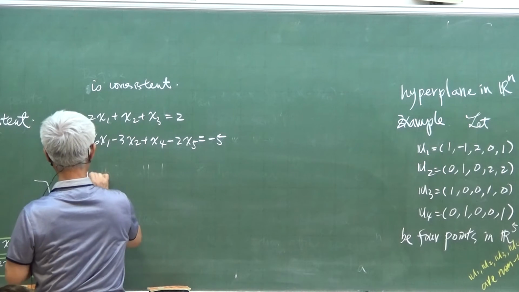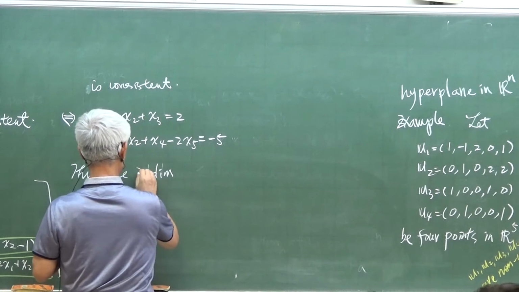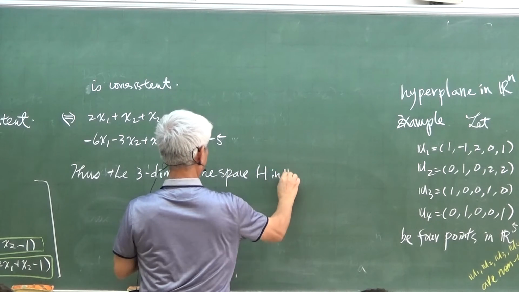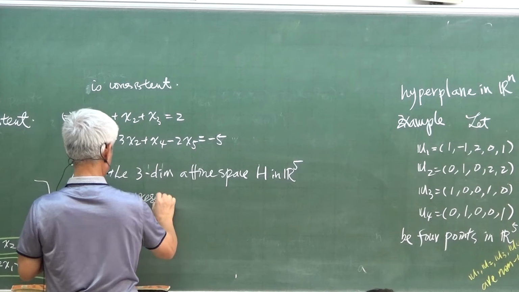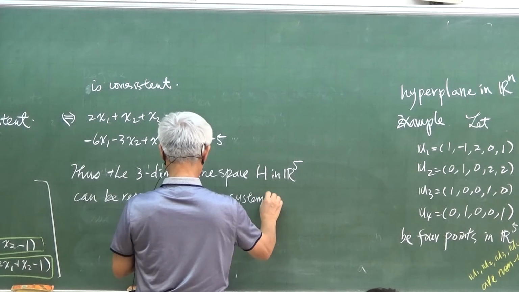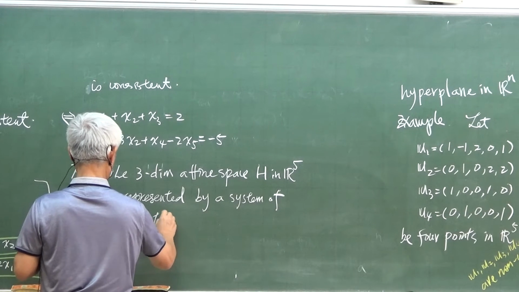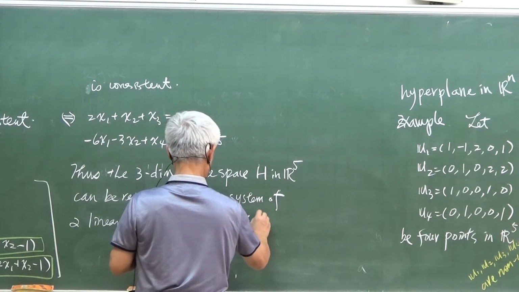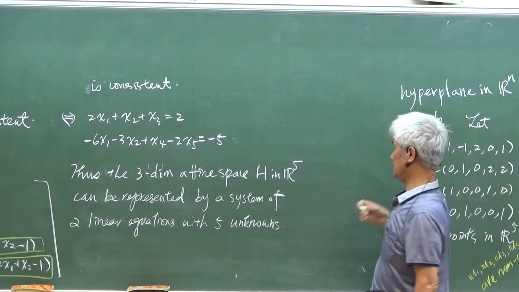Okay, so the conclusion here is that the three-dimensional affine space H in R5 can be represented by a system of two linear equations with 5 unknowns. Okay, so we have this conclusion, but this is a specific example.